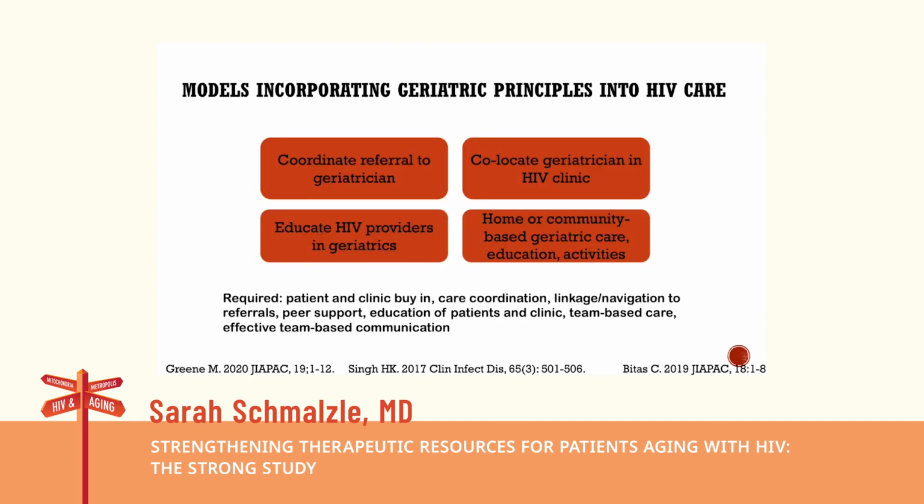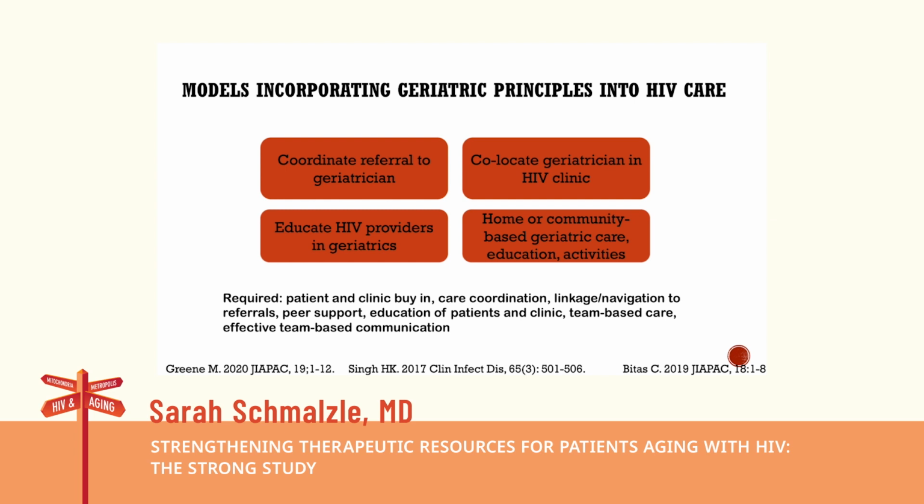Fortunately for us, as the intersection of HIV and aging has come to the forefront in the last several years, there are at least a few pioneers who have begun to work this out and share their models at HIV aging conferences and in the literature. There are 4 broad categories of models described so far.